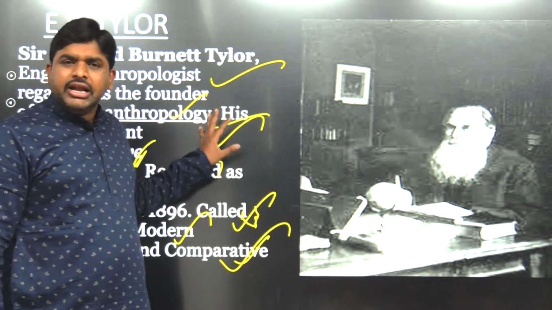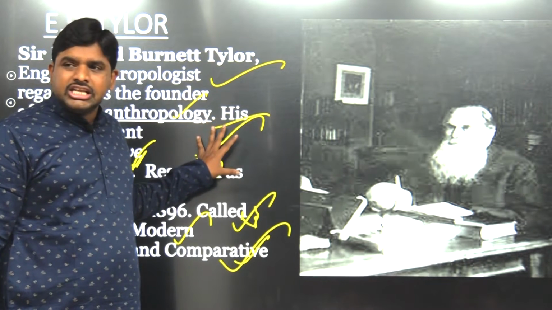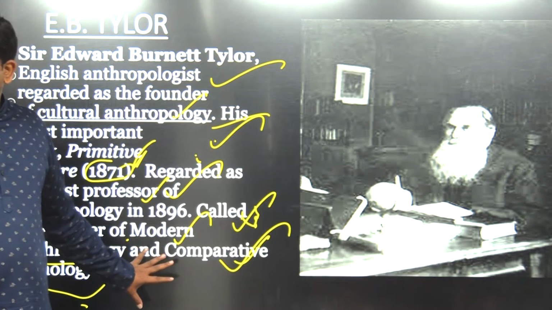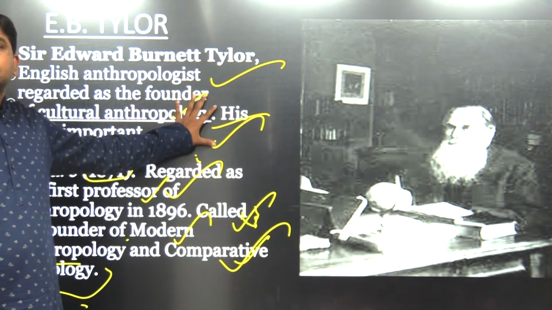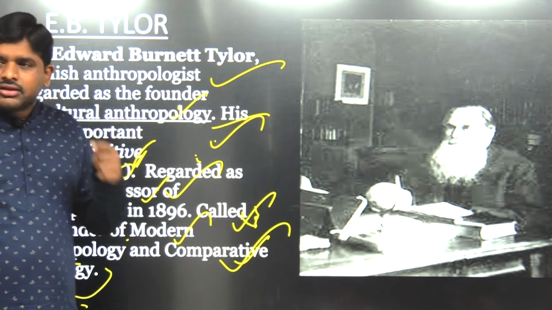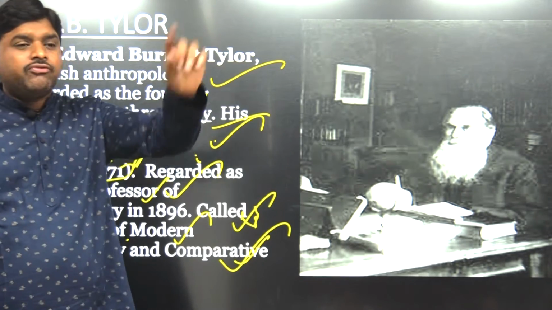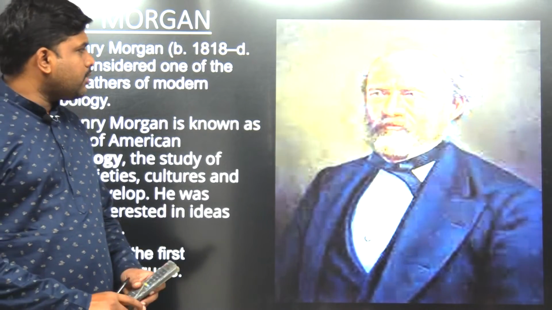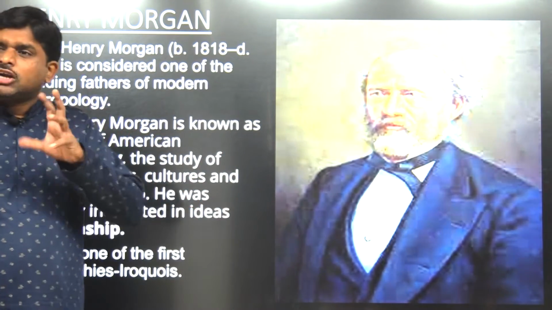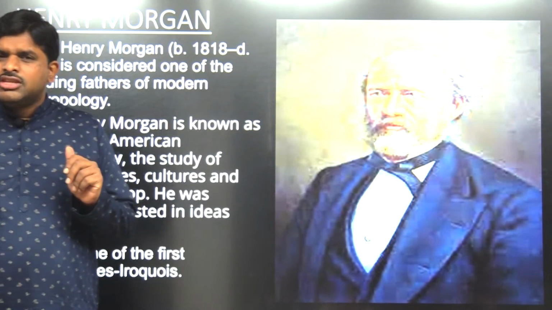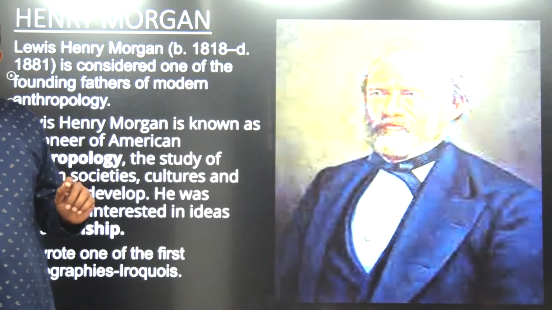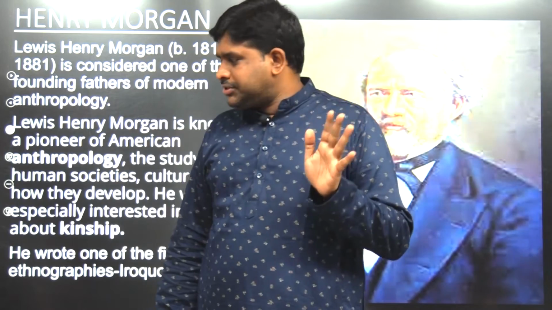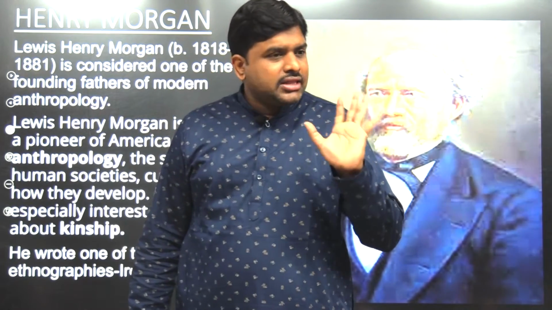E.B. Tylor. So E.B. Tylor is called the founder of cultural anthropology, father of modern anthropology, father of comparative ethnology. He is also called father of cultural anthropology, but he is a beginner. He is the first and foremost anthropologist of the discipline of complete anthropology. The next person who is part of this thought process, the second person, is Henry Morgan. He is the first American anthropologist, not British.